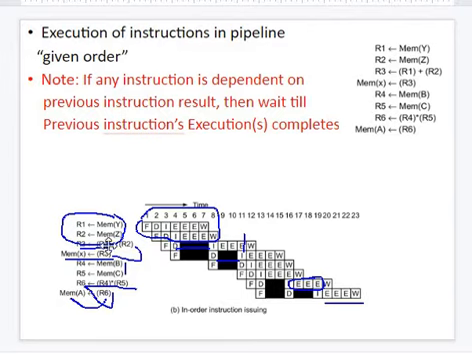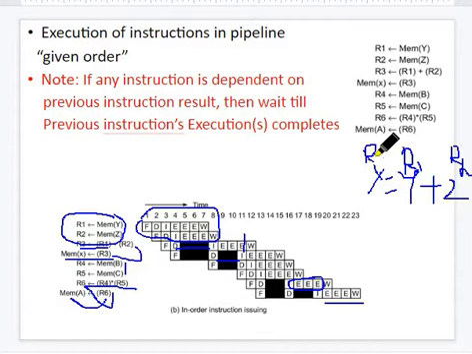So now the same two operations: indirectly I am writing the expression x is equal to y plus z. Now y is loaded onto R1, z is loaded onto R2, the answer is stored in R3, and finally it is stored in the location called x.